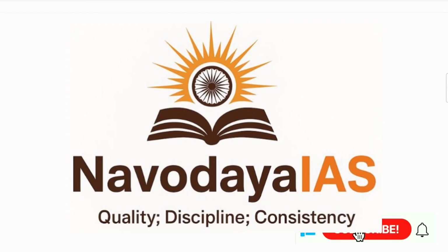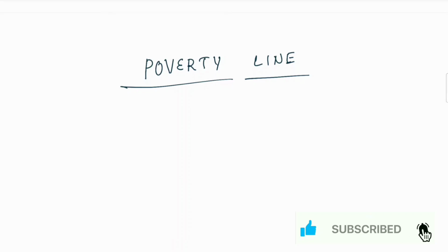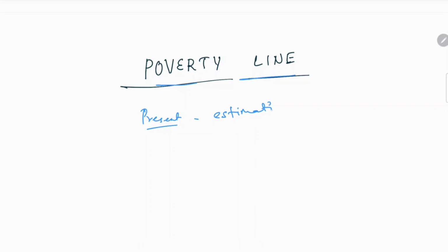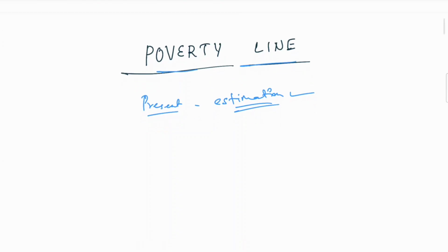So I hope you all are studying well, and today we bring you some of the unknown facts related to the poverty line and what is the present estimation of poverty in India. There are certain unknown facts in this, what is the present estimation, and let's discuss it one by one. So first of all, what is the poverty line?